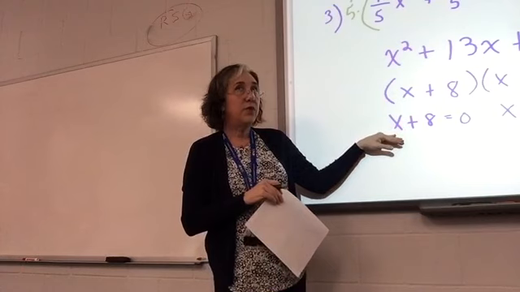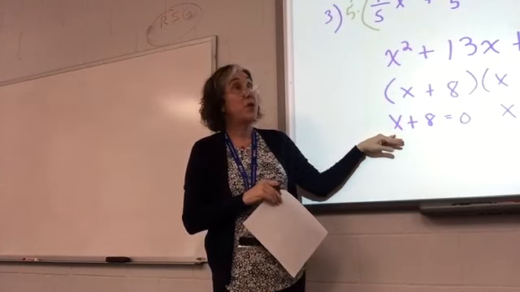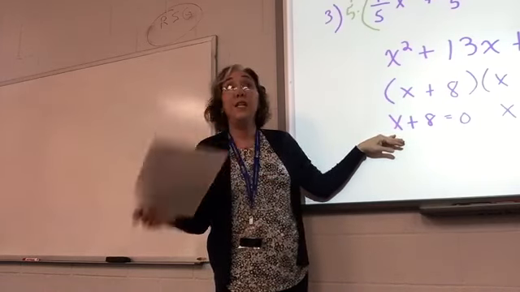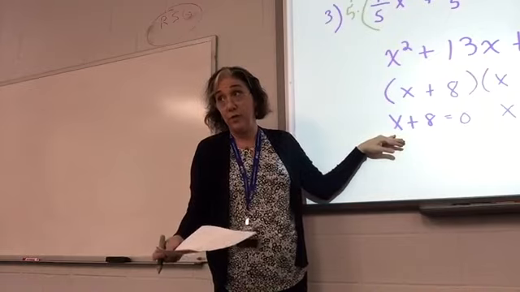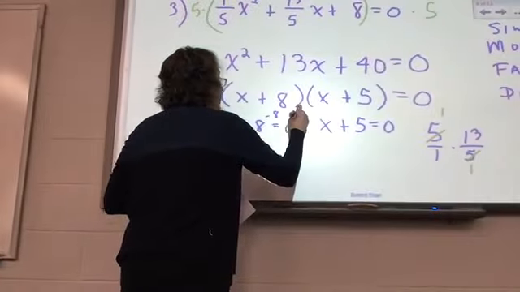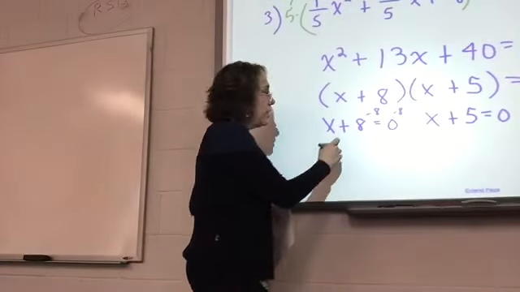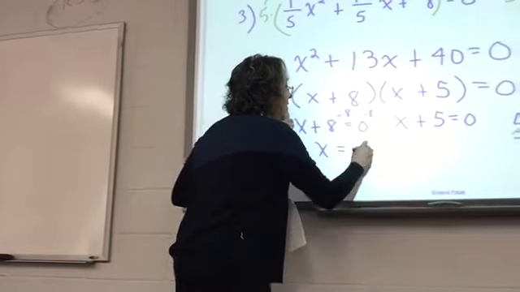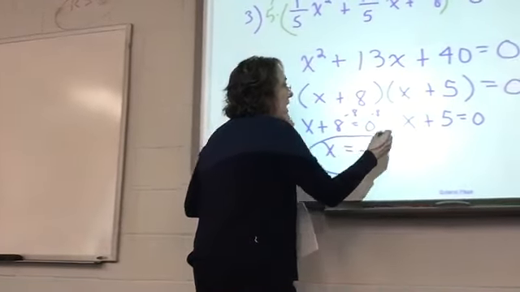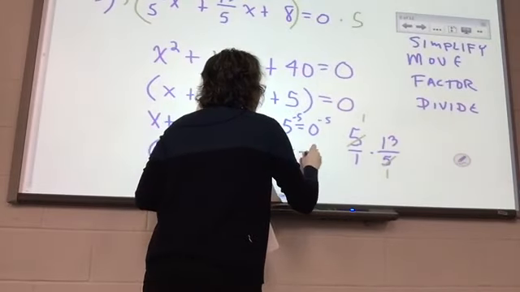What type of equations do I have here? Are they quadratic? They're linear. And how do we solve linear equations? We isolate the variable. So I'm going to subtract 8. I'm going to start writing less down for some of the easier ones. So I get x equals negative 8. There's one solution. And then if I subtract 5, x equals negative 5.